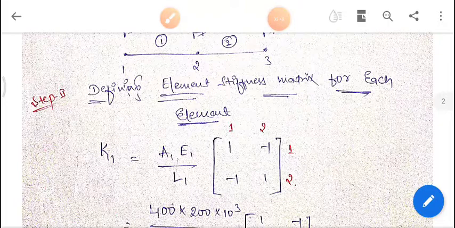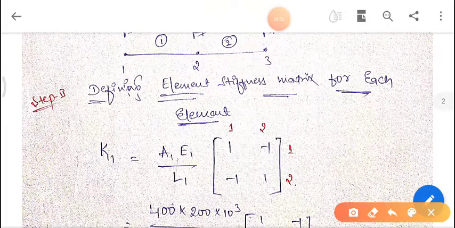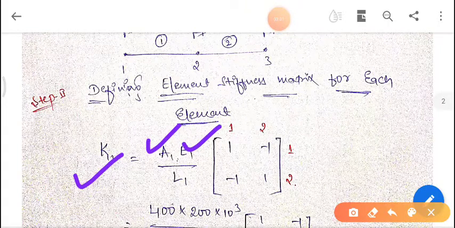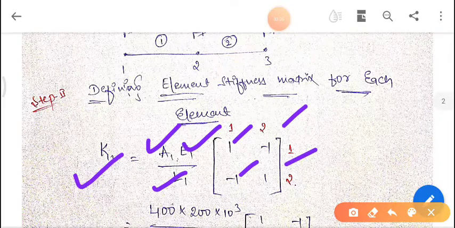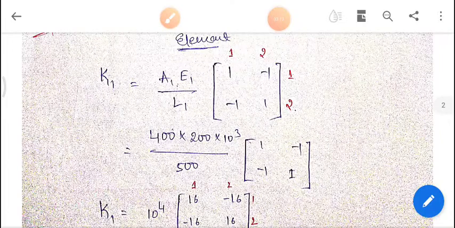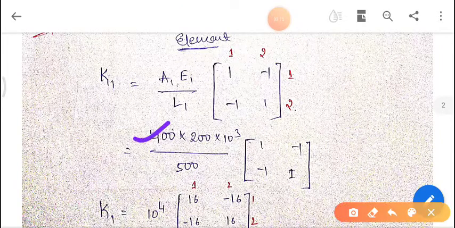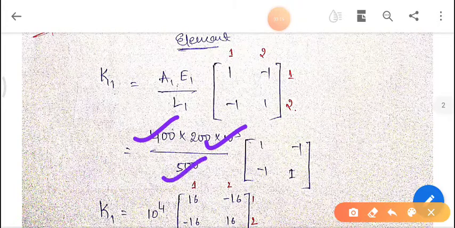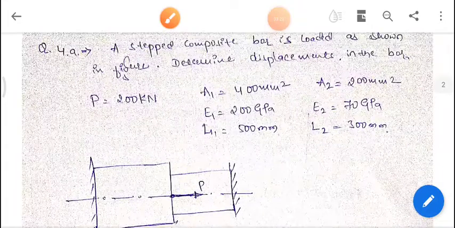Once we do this first step, next we go for the second step, which is defining the elemental stiffness matrix for each element. For the 1D bar element the stiffness matrix is given by K1 equals A1 E1 divided by L1 times the matrix 1 minus 1, minus 1 1. Here A1 is 400, Young's modulus is 200 into 10 raised to 3, and L1 is 500. Those are the given data you can see here.